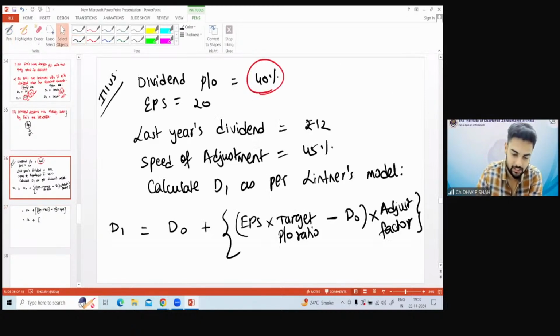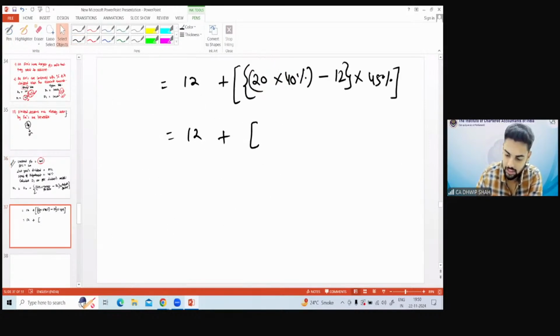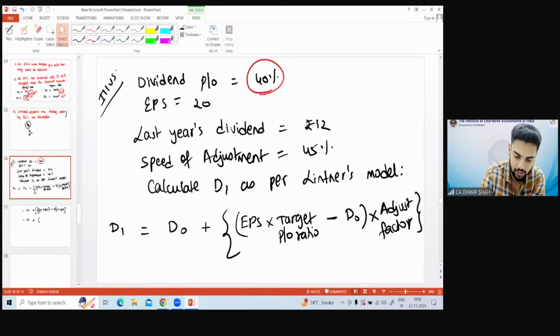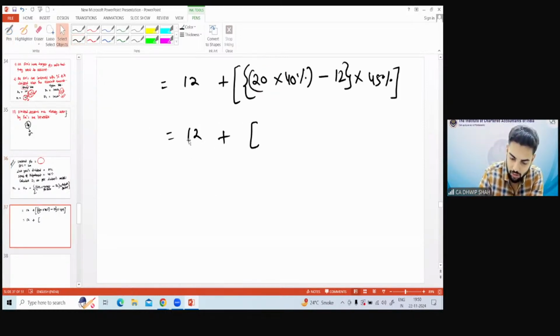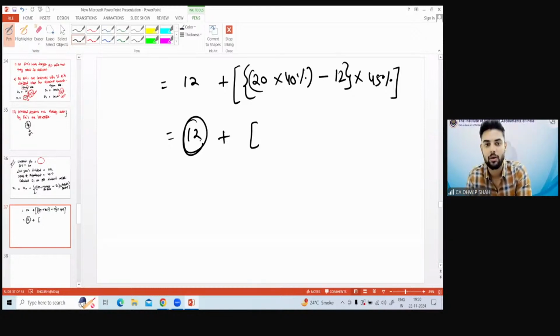So let's change the values of the question. Ideally, it should not be negative. And if it isn't coming in negative, then negative is also fine, because at least you have to pay, or the company has to issue at least 12 rupees of dividend.